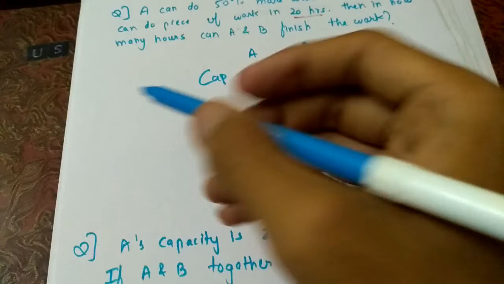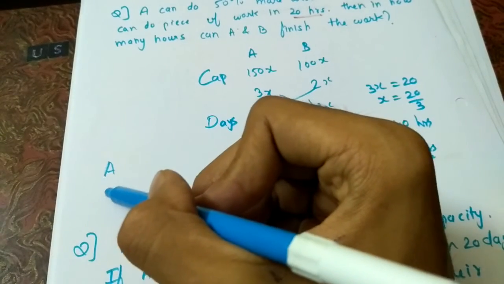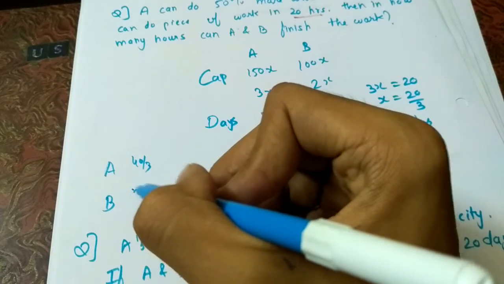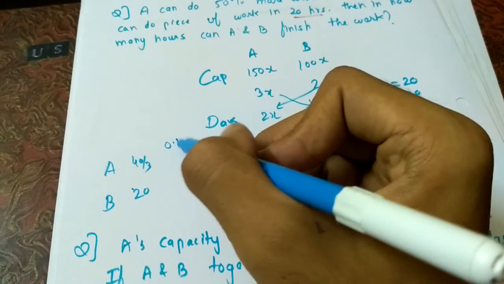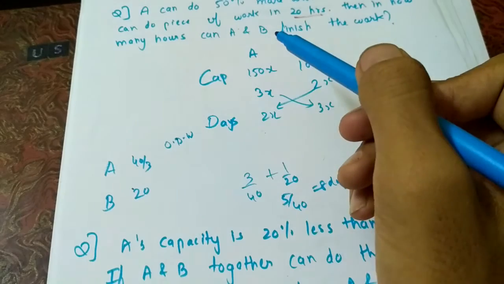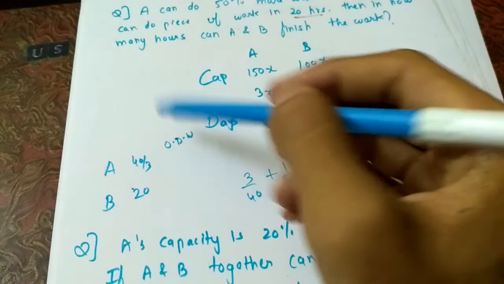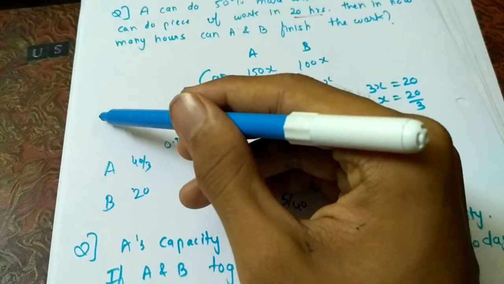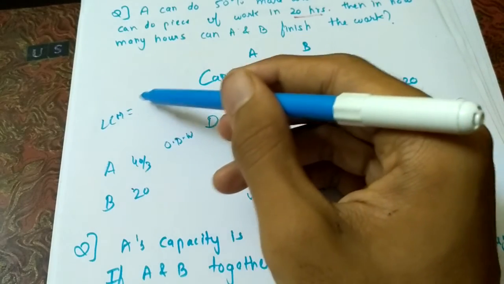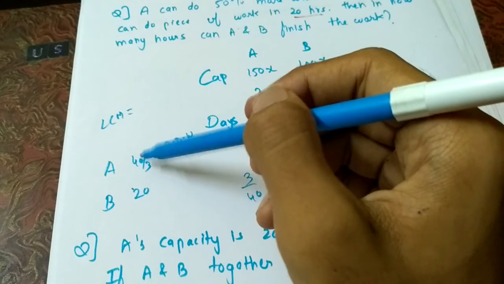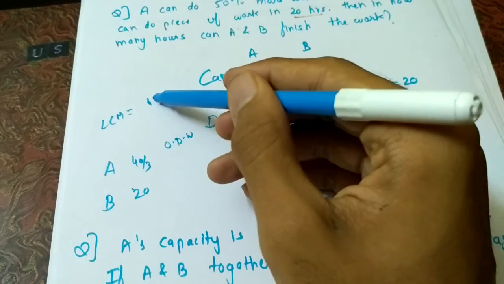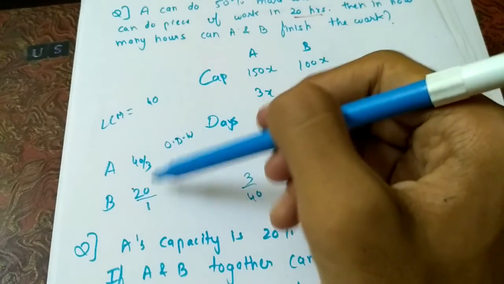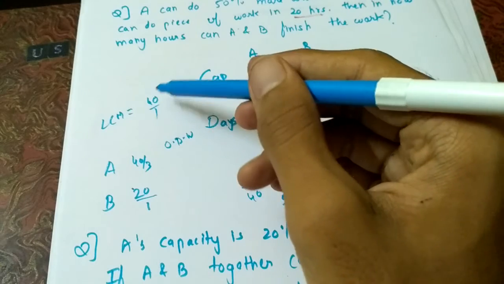Or you can go conventionally like this, A then B. Okay, A is 40 by 3 and B is 20. So what will the 1 day work be? We have to first find the LCM. Clear? So it will be the LCM of fractions. I hope you know the LCM of fractions is nothing but LCM of numerators upon HCF of denominators. So LCM of numerators 40 and 20 is 40, and HCF of denominators 1 and 3, you can treat it as 20 by 1, is 1 only because these are co-prime numbers.